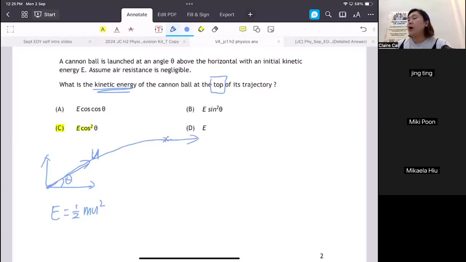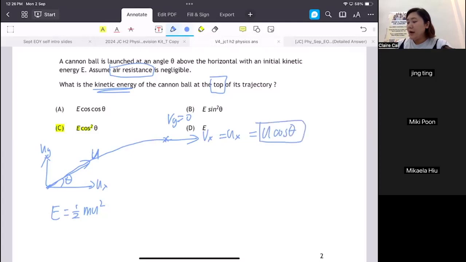So you reach the top, right? Your Vy will become 0 already, correct? So left is only your Vx. And if you assume air resistance is negligible, your Vx should equal to Ux. How do I find my Ux? If we resolve our velocity, correct, it should be u cosine theta.